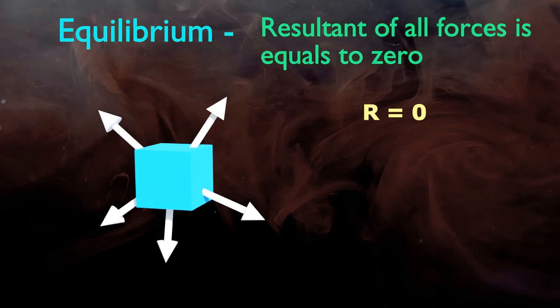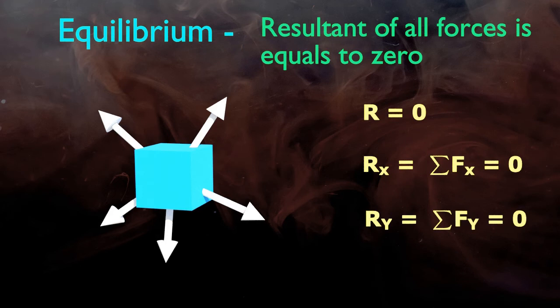Suppose some forces are acting on a body and we calculated the resultant force R of all these forces using any of the four methods discussed previously. Now, if the resultant force comes out to be equal to 0, the body is said to be in equilibrium. Thus, a body is said to be in equilibrium if the resultant of all the forces acting is equal to 0. The components Rx and Ry must also be equal to 0, which are called equations of equilibrium.